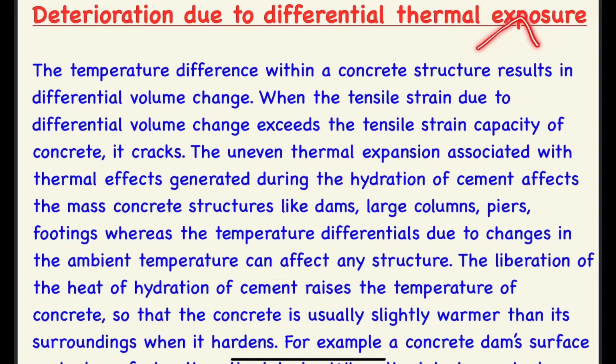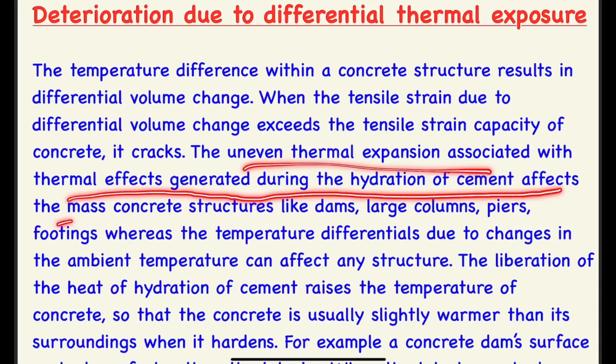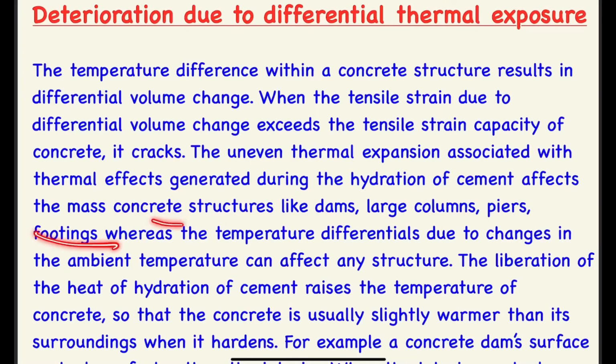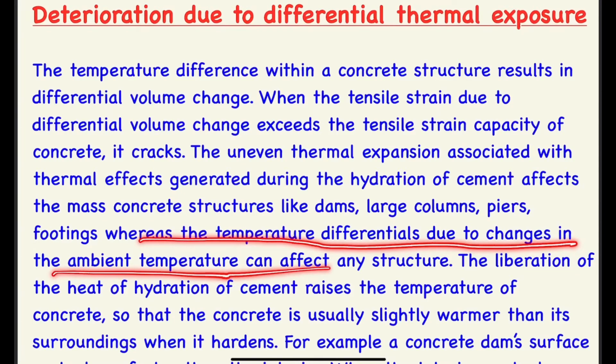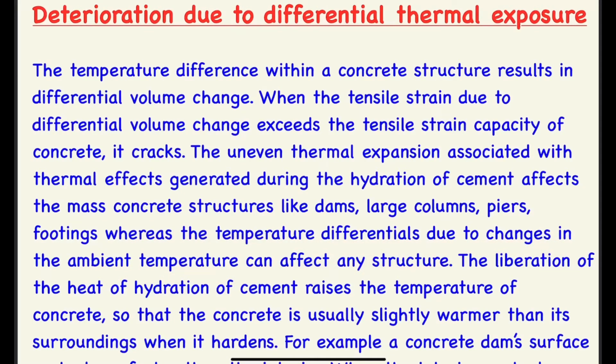So when there is hydration of cement, a lot of heat is generated due to the water cement reaction. So this uneven thermal expansion associated with thermal effects generated during the hydration of cement affects the mass concrete structures like dams, large columns, piers, footing. Whereas the temperature difference due to ambient temperature, you can say environmental temperature, can affect any structure.